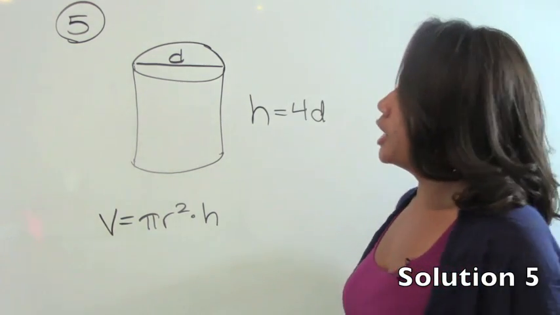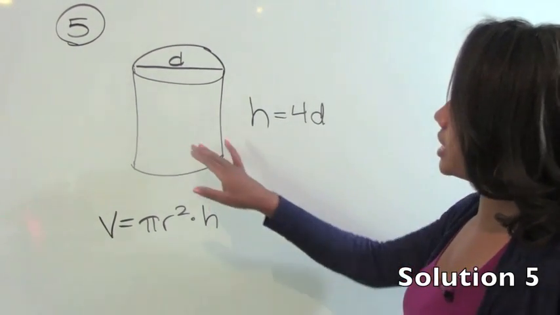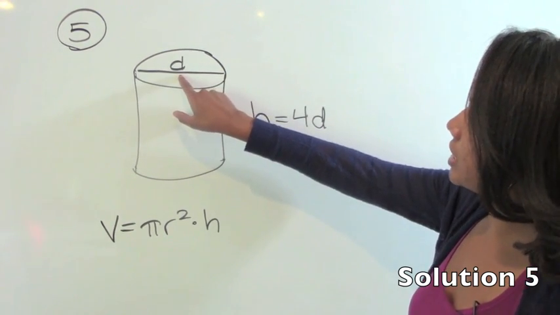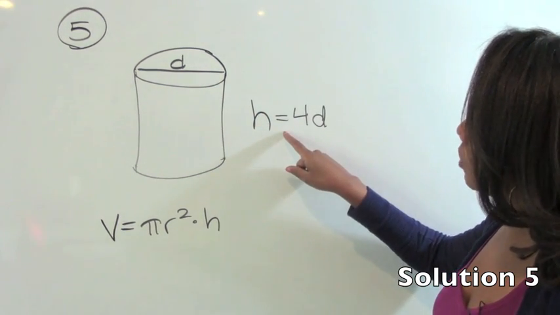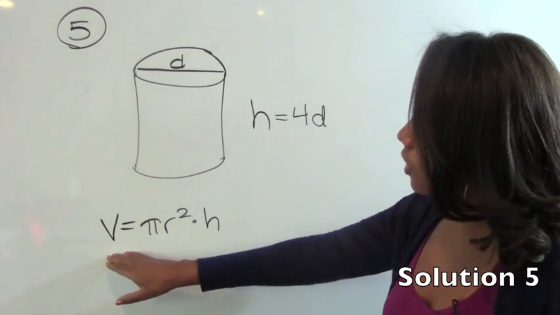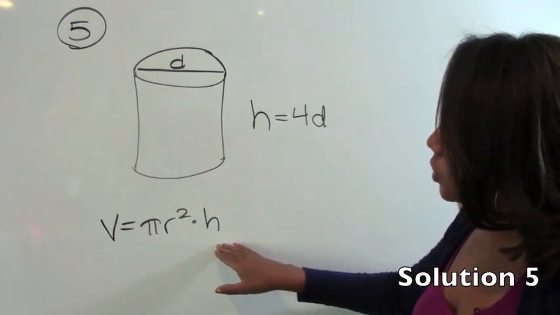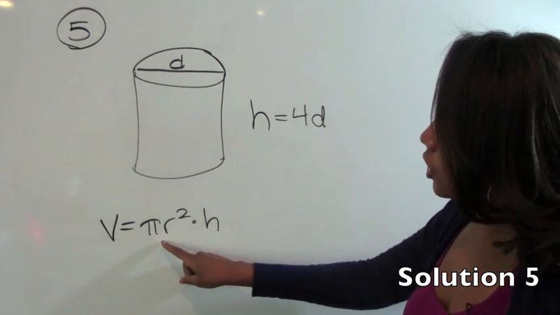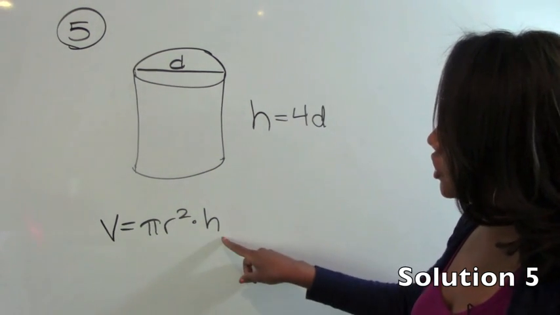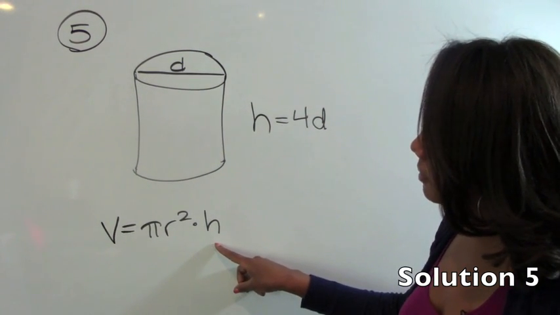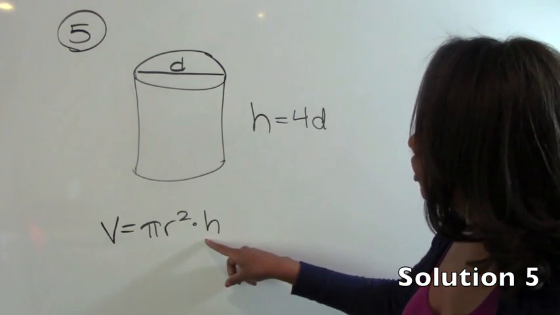Number 5. Number 5, we're given information about a cylinder, and we are asked for its volume. So the diameter of the cylinder is d, and the height of the cylinder, we're told, is 4d. So the formula for the volume of a cylinder is pi r squared h. Don't get that confused with the surface area of a cylinder, which is 2 pi r h. So it's actually pretty simple to keep them separate in your mind.